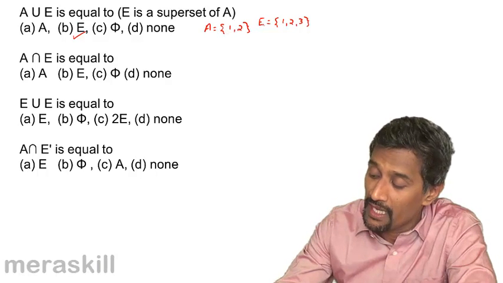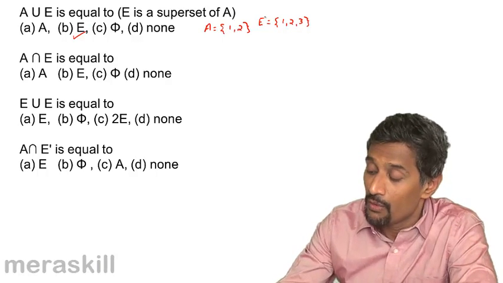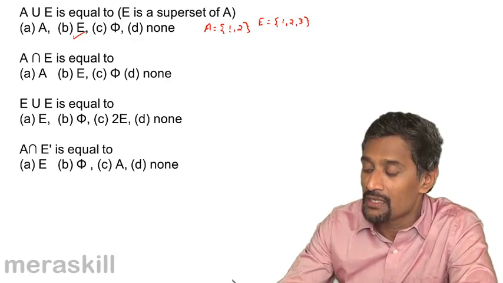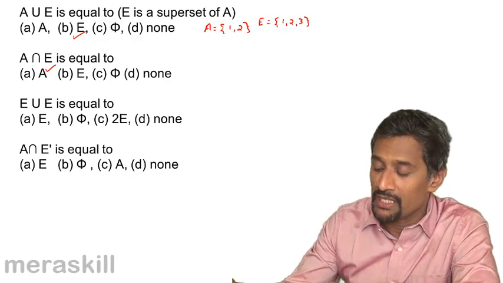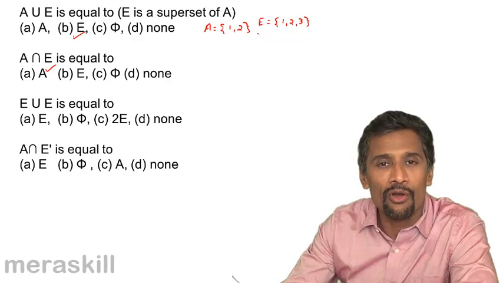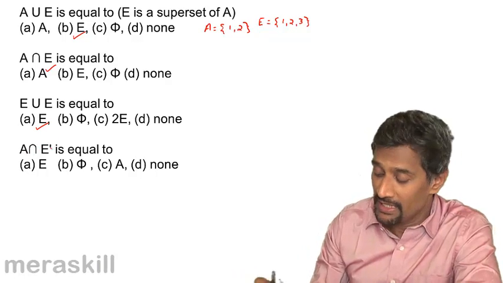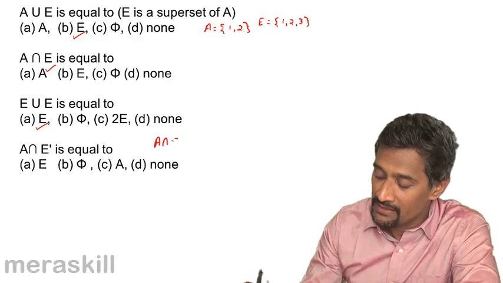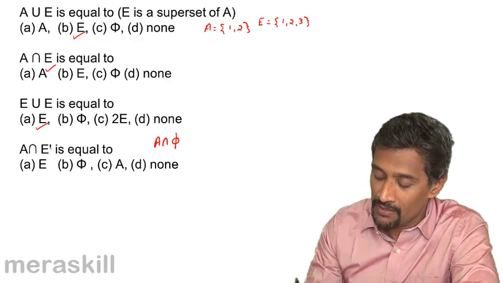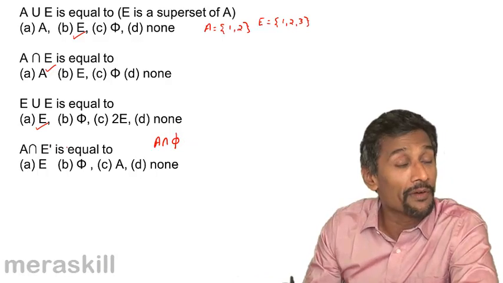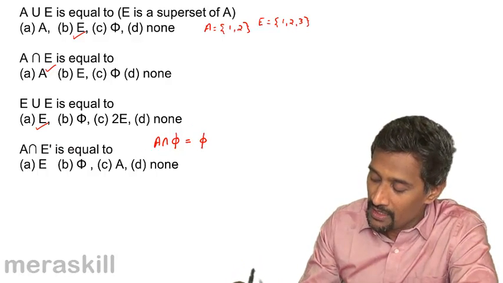Now, the union of A and E is {1, 2, 3}, so it is E itself. A intersection E is {1, 2}, which is the same as A. E union E, the union of a set and itself, is going to be E itself. A intersection E dash is like A intersection the null set, because the complement of a superset is going to be the null set itself.